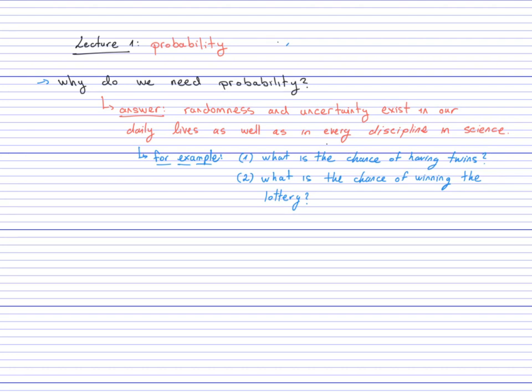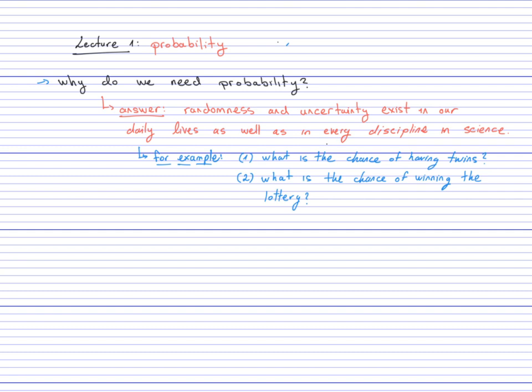So in lecture one, I'd like to talk about probability. Why do we need probability in general? The classic answer is that randomness and uncertainty exist in our daily lives as well as in every discipline in science. For example, what is the chance of having twins? And second, what is the chance of winning the lottery? In either of those two cases, you need to ask the question, what is the probability? What is the chance? That's exactly the same. And in order to understand how to compute the chance or the probability, you'll need some tools that you're going to study in class. I'd like to start talking about those tools.